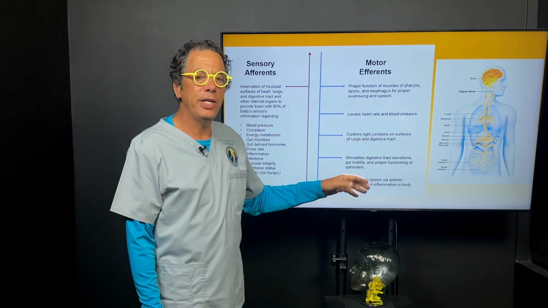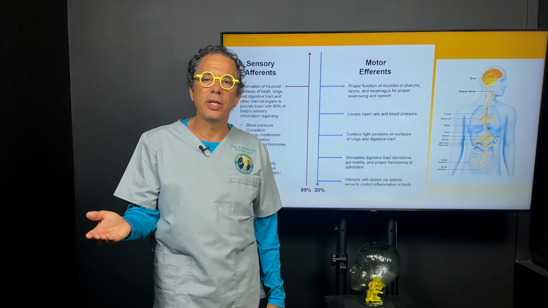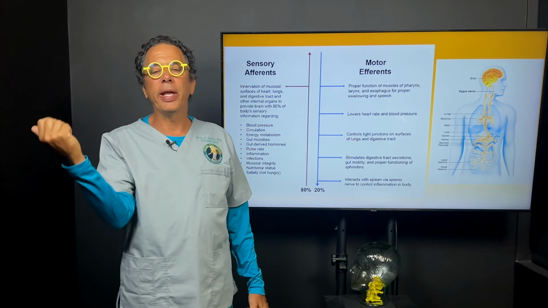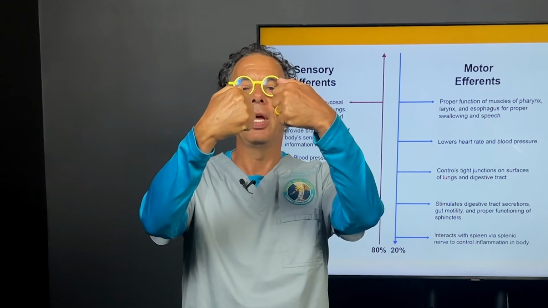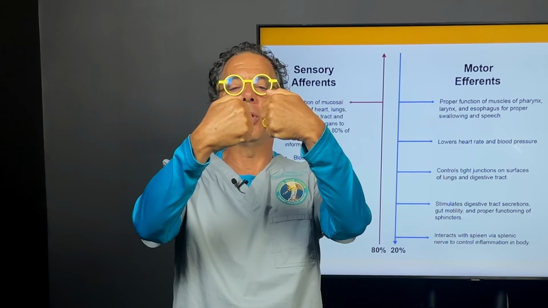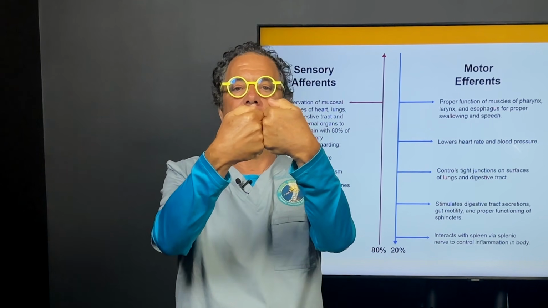Then all the tight junctions of the body, the lungs, the digestive tract, things don't get into the lungs or get into the human body that are bad for you because the columnar cells or mucosal cells are stuck together in the digestive tract.